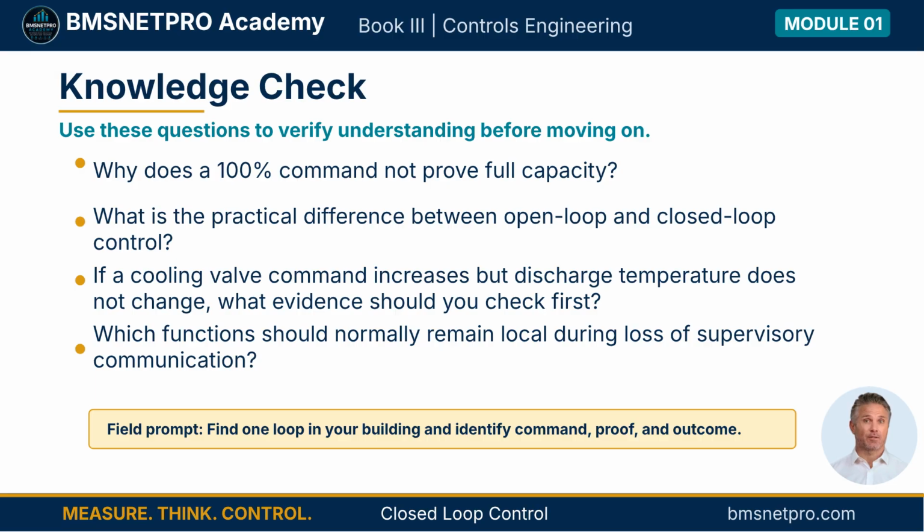Before moving to the next module, pause and answer these questions. Why does a 100% command not prove full capacity? What is the difference between open loop and closed loop control? If a cooling valve command increases but discharge temperature does not change, what would you verify first? And which equipment function should continue locally when the supervisory server is unavailable?